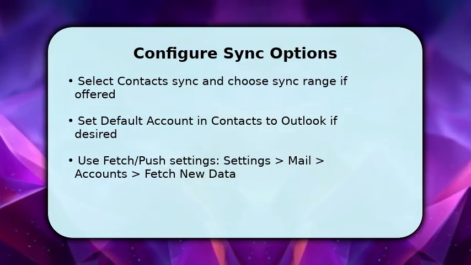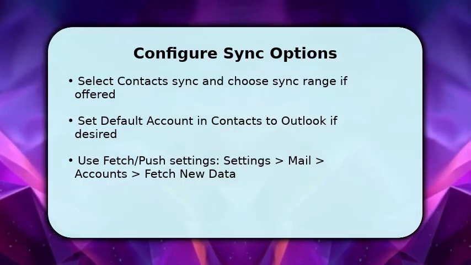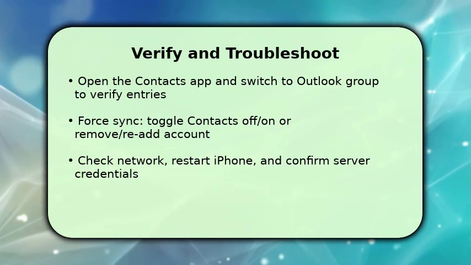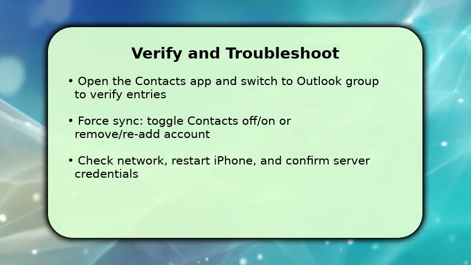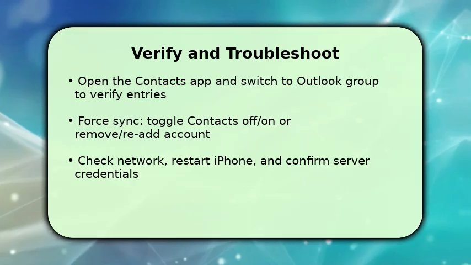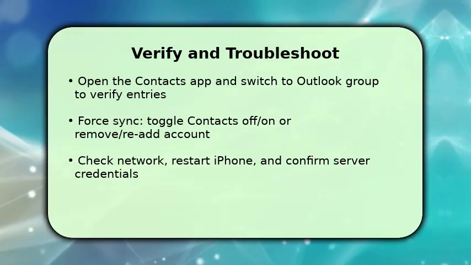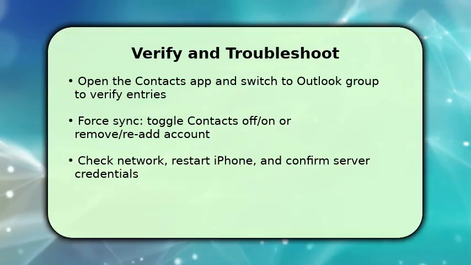To finish, verify contacts appear in the Contacts app by enabling the Outlook group. You should see names and details populate. If they don't, force a sync. Toggle contacts off for the Exchange account, then back on, or sign out and re-add the account.